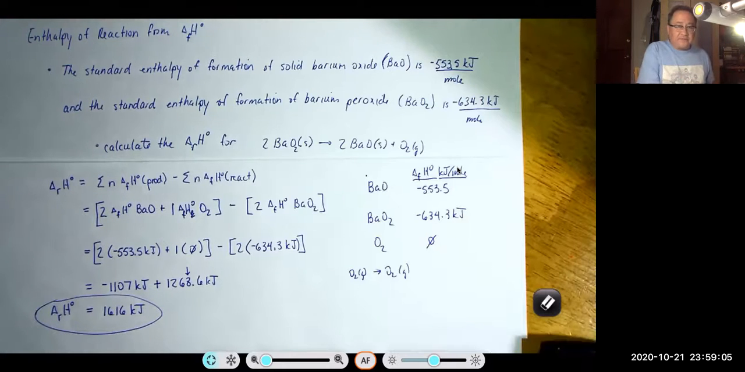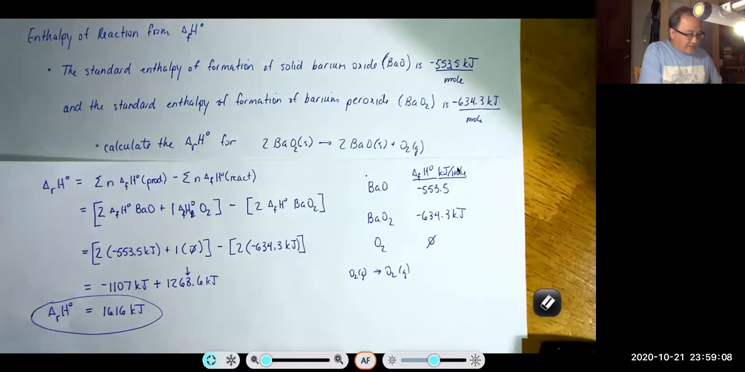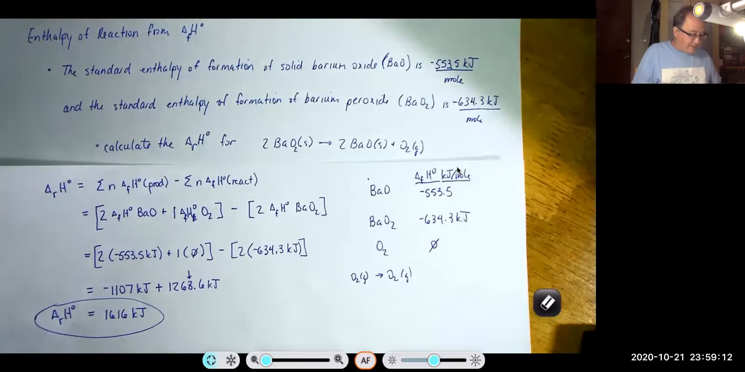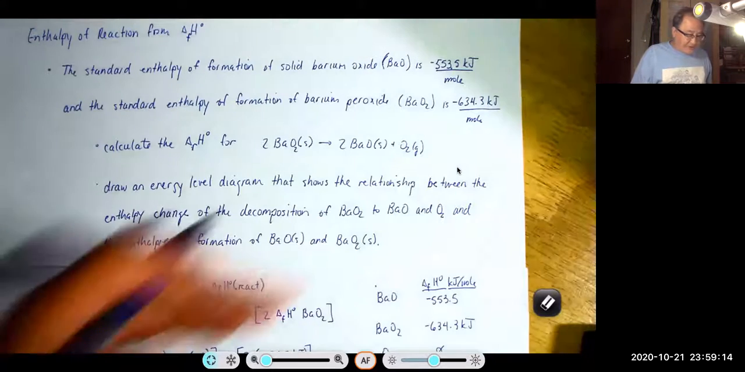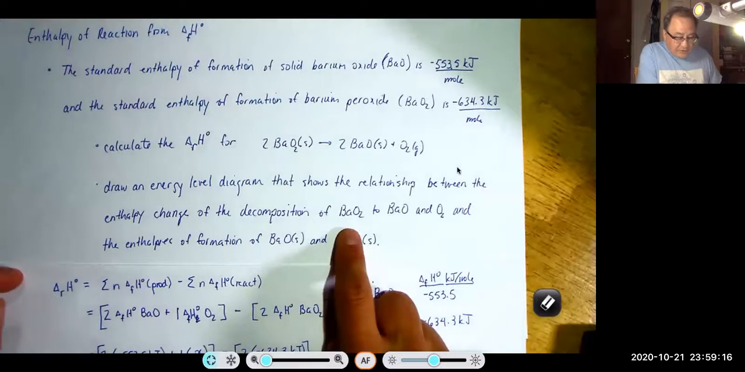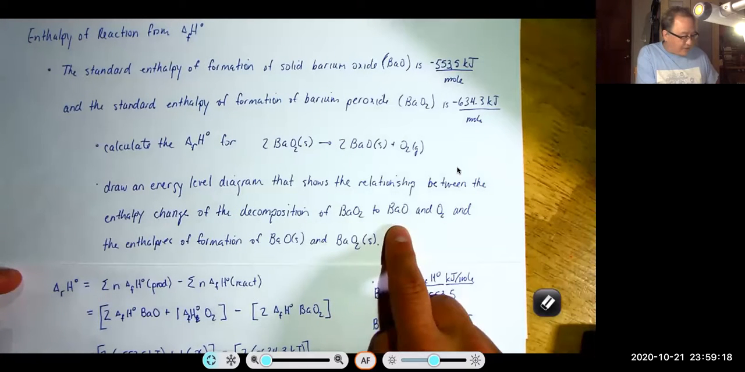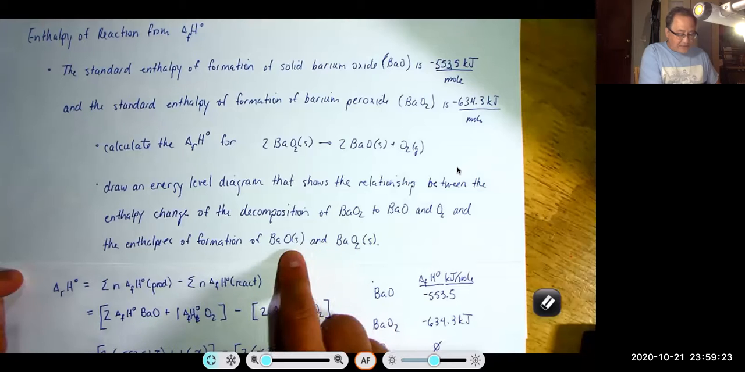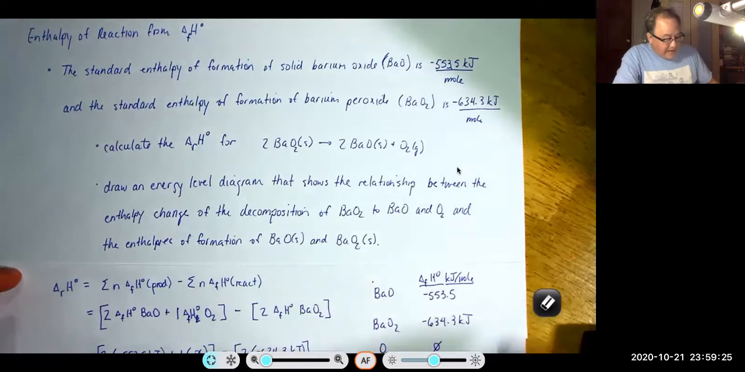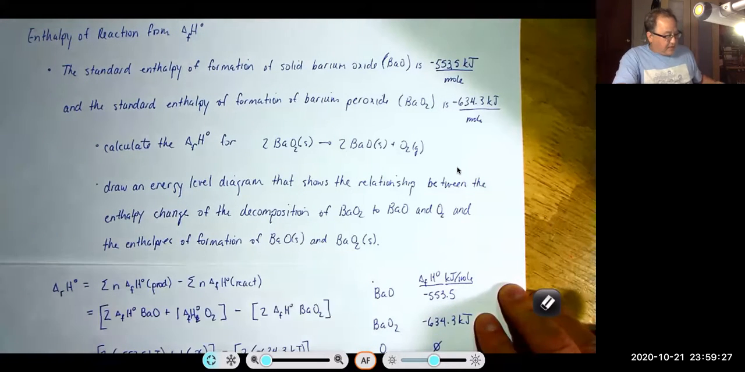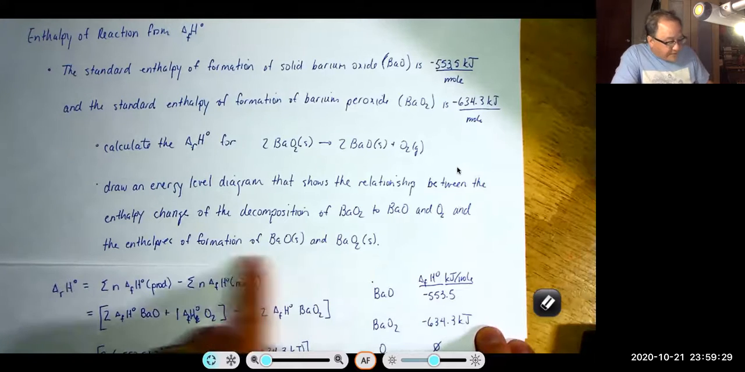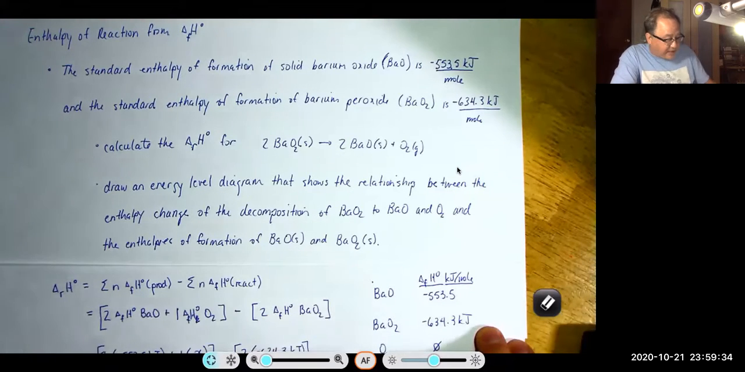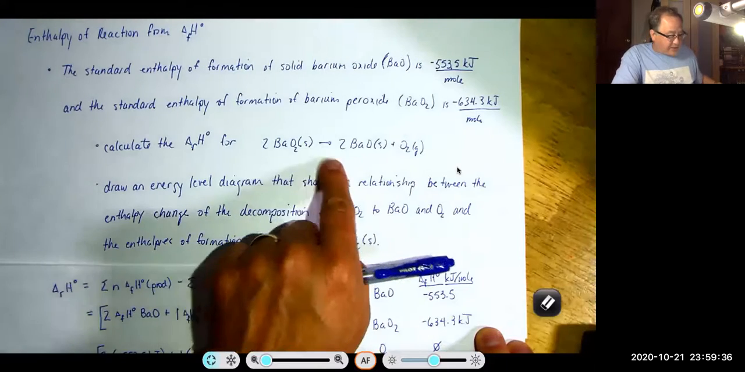And there you go. Now, what is the other thing we're supposed to do for this? We're supposed to draw an energy level diagram for the decomposition of barium superoxide to barium oxide and O2, and the enthalpies of formation of barium oxide and BaO2. So here, we want to write out the enthalpy of formation reactions for barium oxide and barium superoxide and combine it with this reaction here.